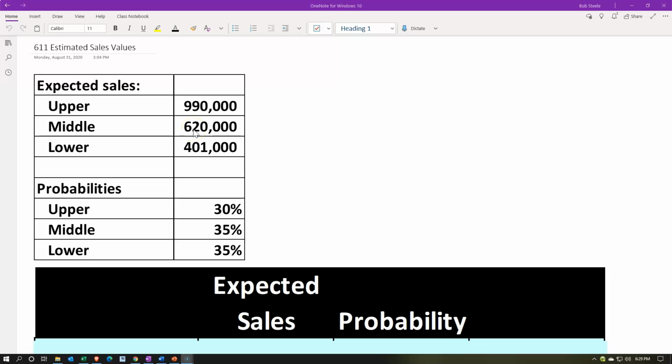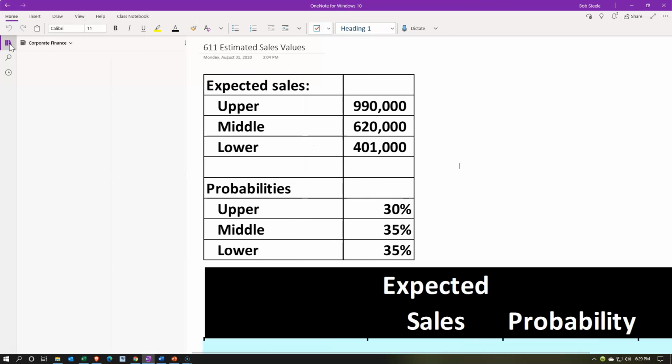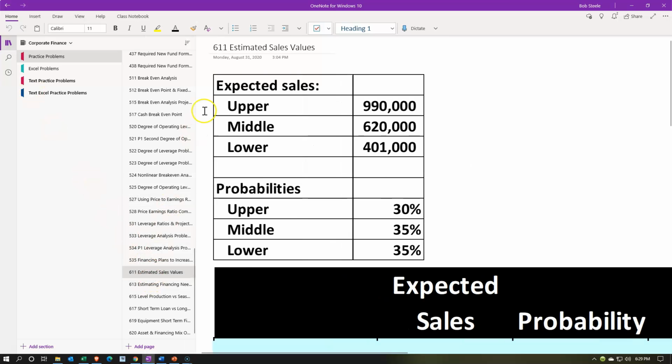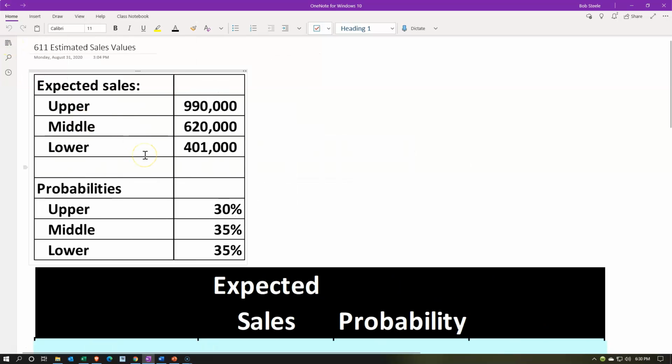Here we are in OneNote. If you would like to follow along in OneNote, you're not required to do so, but if you have access to it and would like to, we are in the 611 Estimated Sales Values tab in the Practice Problems section. We're going to have our information up top, and we'll go through our calculations down below.